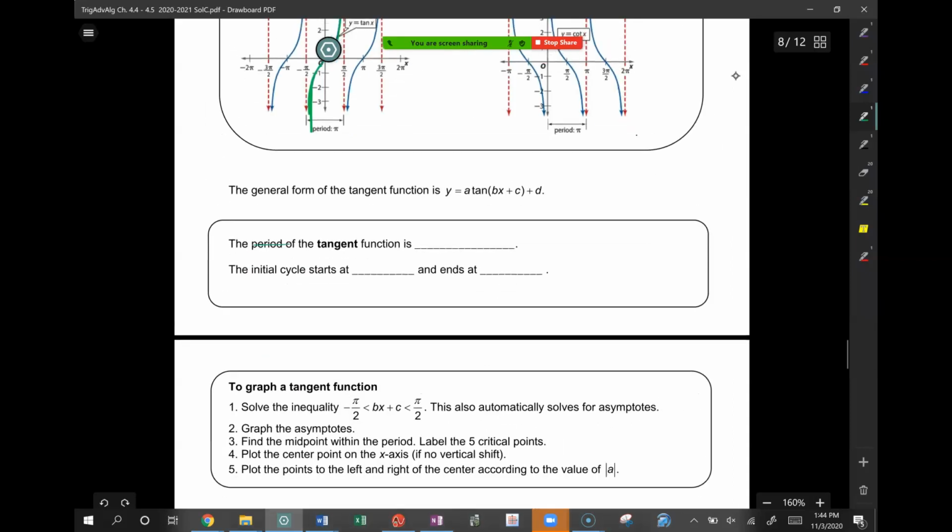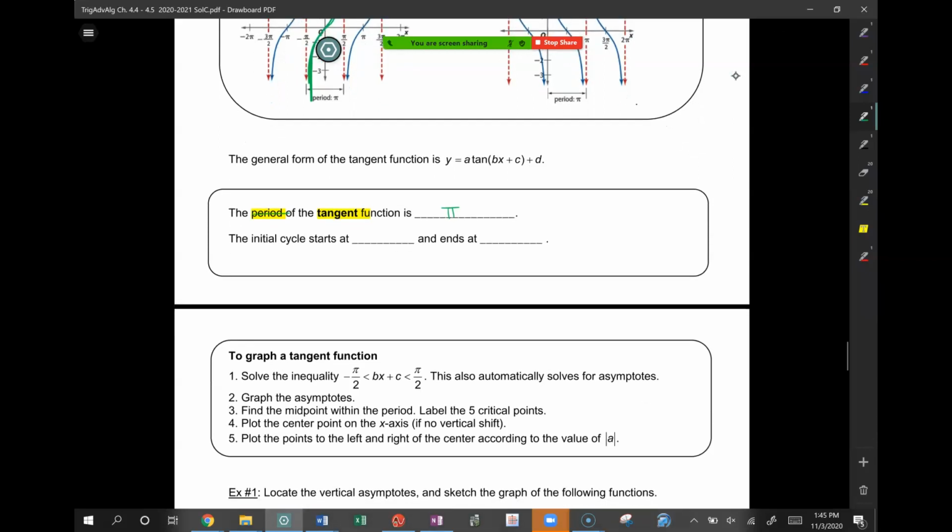All right. So let's come down here. The period of the tangent function we said is pi, so it takes a length of pi. But the initial cycle, remember for sine and cosine, it starts at 0 and goes to 2 pi? For the tangent function, the initial cycle starts at negative pi over 2 and ends at pi over 2. That's what we need to remember.